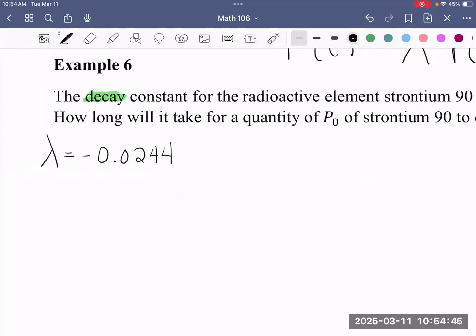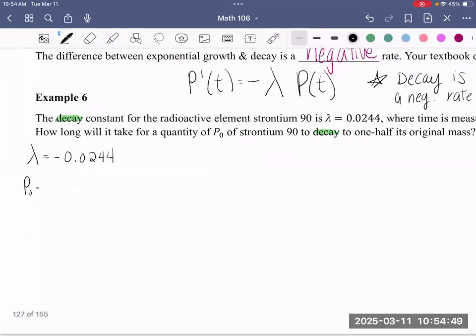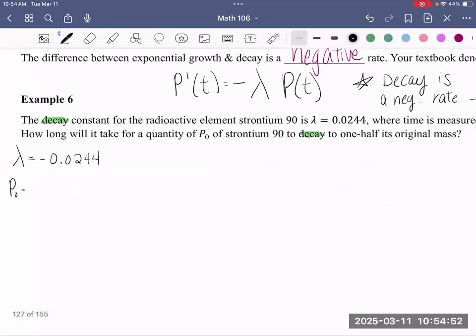Now it says initially, how much do we have? Well, we know that it decays to originally 1/2 of its mass. So that just means that your P of t is 1/2 the original.